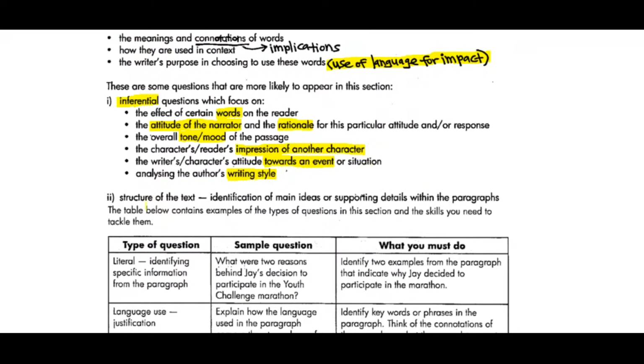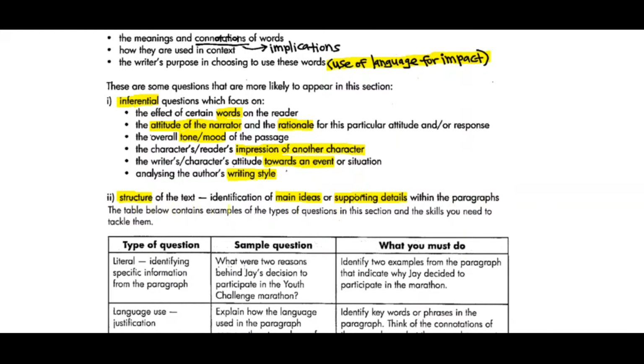Next will be the structure of the text. You need to understand how the passage is structured and how the flow of the passage is, where the main ideas are, and where there are just supporting details. Usually within each paragraph there will be a main idea, and the rest of the paragraph will be supporting details. The supporting details are not as important, so you need to be aware of what the main idea is.